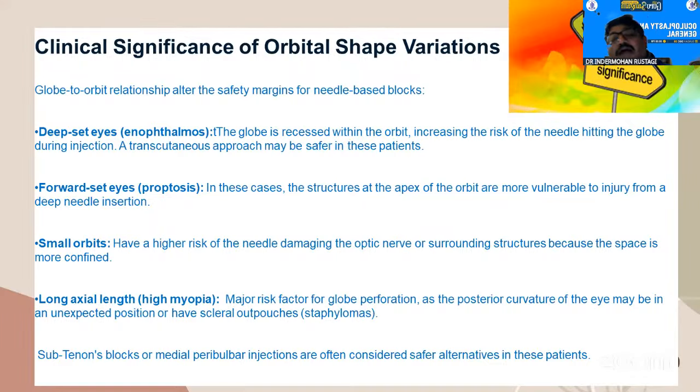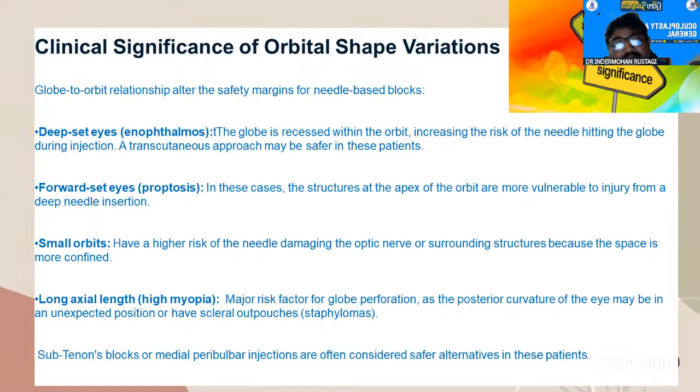So again, I would like to emphasize that whether going for retrobulbar, peribulbar, or intracameral, whatsoever it is, one should take the clinical significance of the orbital shape into mind and only then start with the blocks. There are a few, like the deep set eye. There you have to have a safer strategy, as there are chances of hitting the orbit, so you need to be careful. Proptosis, again, you need to take care where the chances of needle insertion are there. Smaller orbit, where there are chances of damaging the optic nerve or surrounding structures.